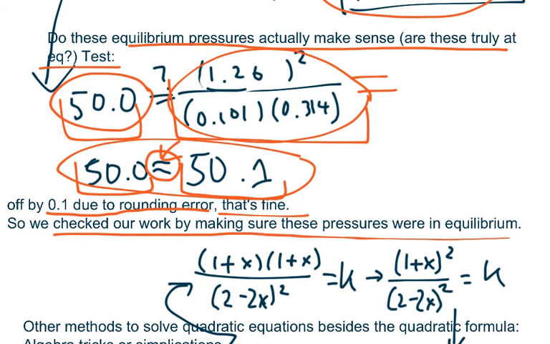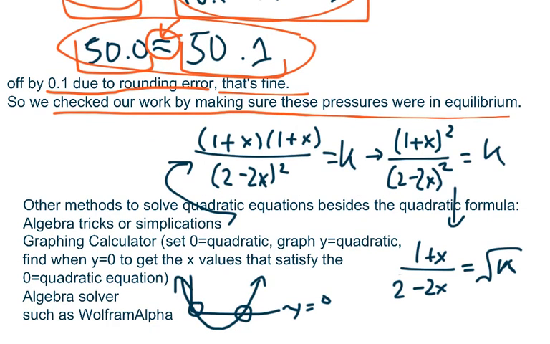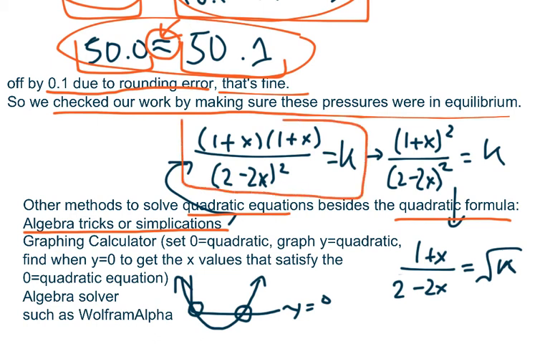Now, before we end this video, I want to talk about other ways to solve these quadratic equations. So the first way to solve the quadratic equations, besides the quadratic formula, is by using some algebra tricks or simplifications if applicable. So for example, if I wanted to solve this, where 1 plus x times 1 plus x over 2 minus 2x squared is equal to k, I could simply combine these two terms, since they're the same term, and make it 1 plus x squared over 2 minus 2x squared and set that equal to k.